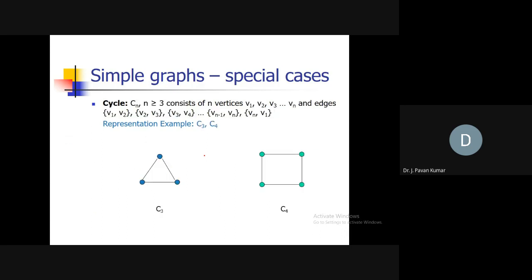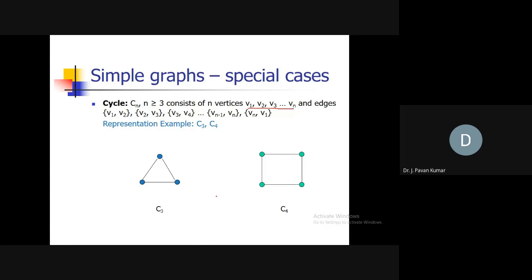Of course, 6. Next, cycle graph. A cycle graph is one where we can give an ordering v1, v2, v3, and so on up to vn, such that v1 is adjacent to v2, v2 is adjacent to v3, and so on, vn minus 1 is adjacent to vn. Then we can say such a graph is a cycle graph. We should not have any other edges other than this. Got it? That is a cycle graph.